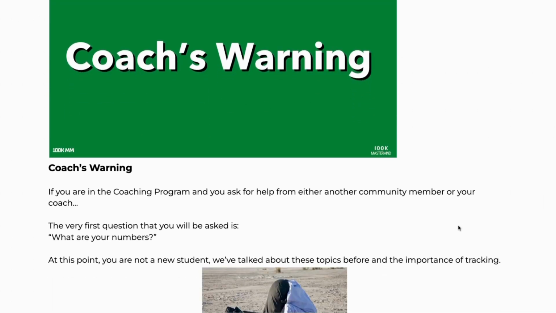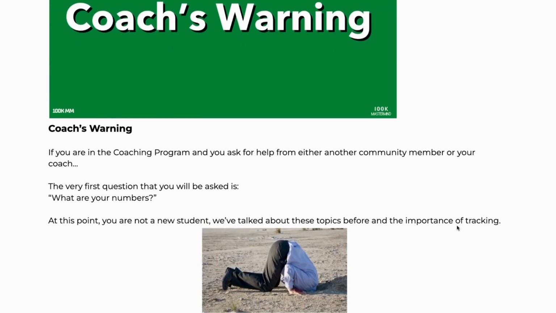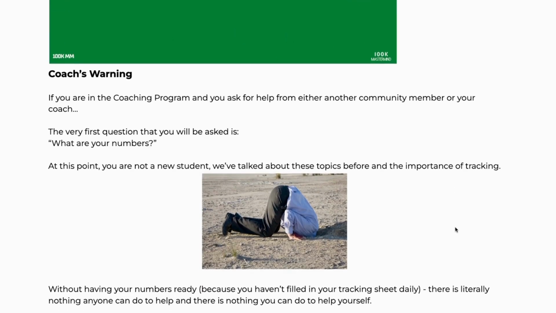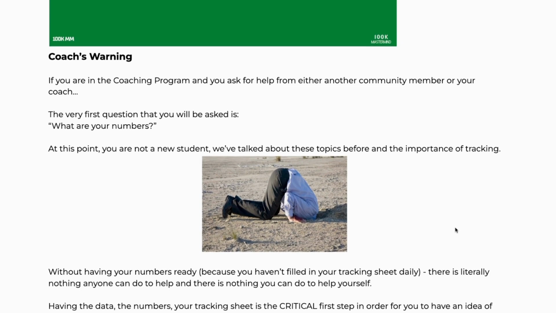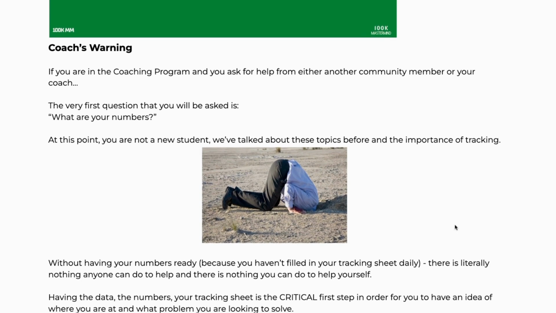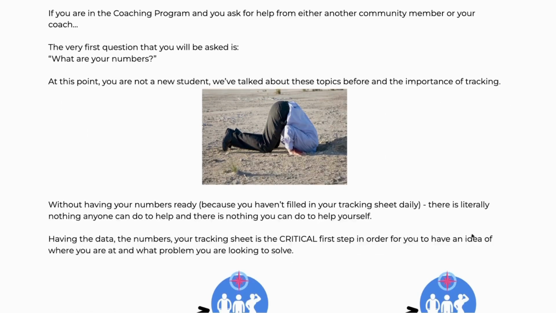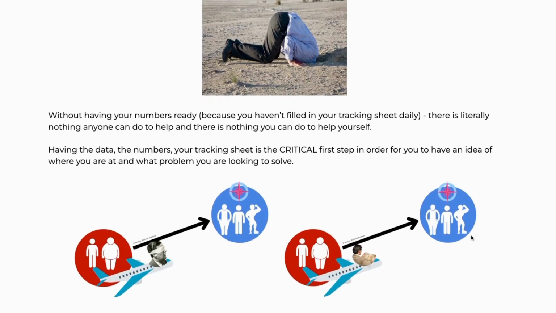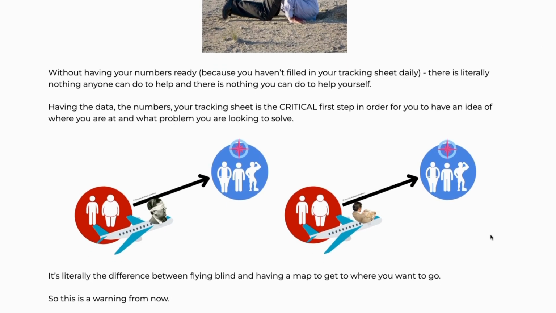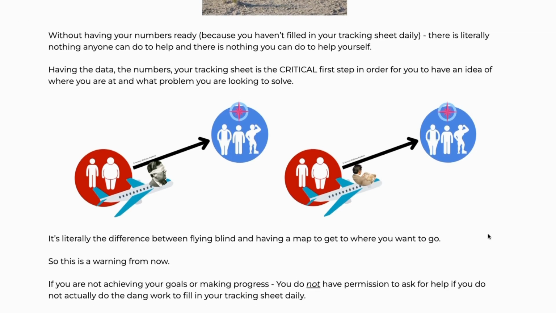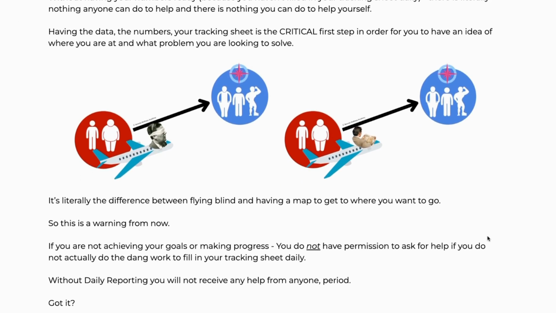And at this point, you are not a new student, right? We have talked about the importance of tracking and what all of that looks like in extreme detail, okay? And so you have to understand that without having your numbers ready, because you haven't filled in your tracking sheet on a daily, regular basis, there's literally nothing that anyone can do to help you, because there's even nothing that you can do to help yourself. Because having the data and the numbers and the tracking sheet is critical as a first step in order for you to even have an idea of, hey, where the heck am I? And what is the actual problem that I'm even looking to solve, right? It's literally the difference between flying blind versus having a map to where you want to go.